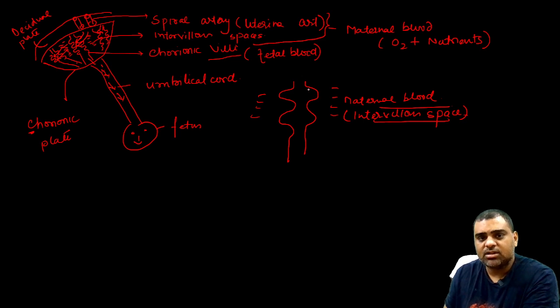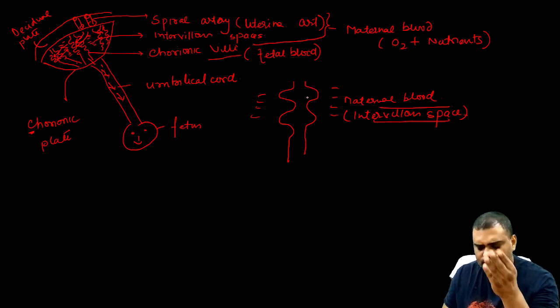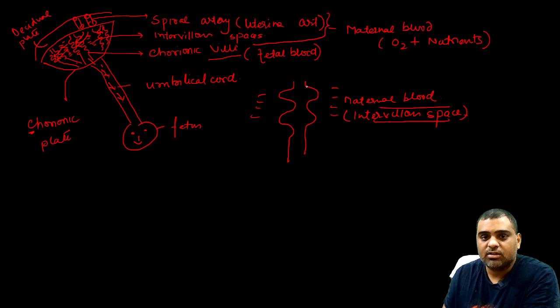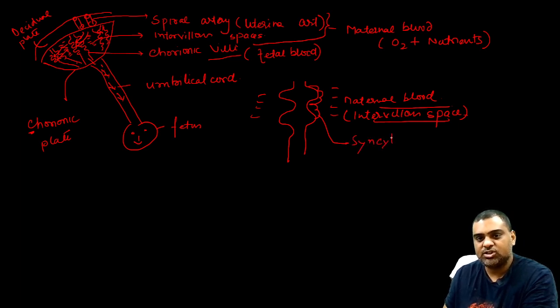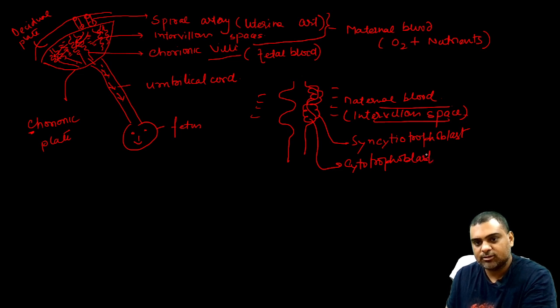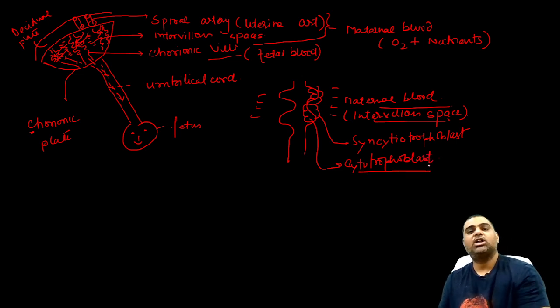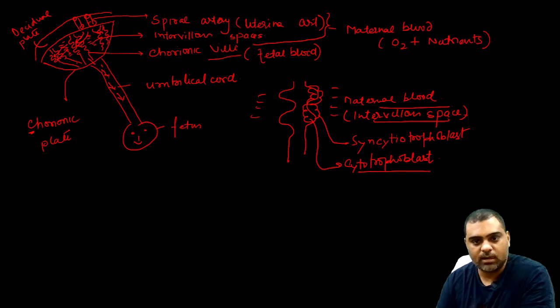Now, the chorionic villi have two layers. One layer is towards the maternal blood, and this is called the syncytiotrophoblast. And then there is a layer inside that is called the cytotrophoblast. This is a normal fetus.